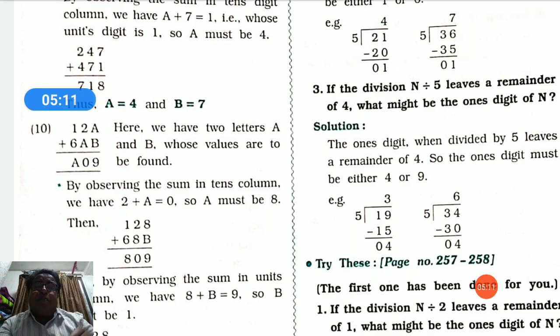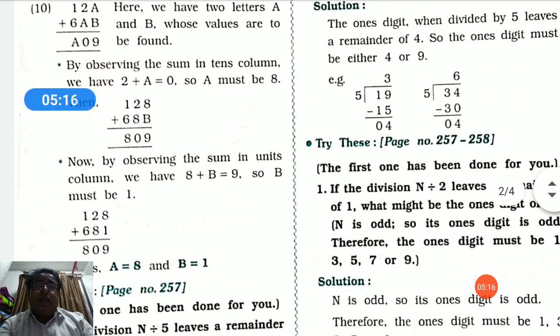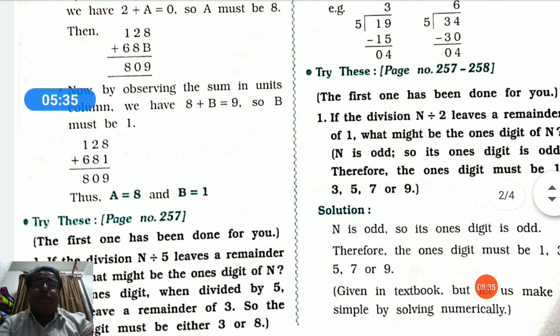Now, by observing the sum in unit digit, 8 plus B is equal to 9. So, B must be 1. So, our example becomes 128 plus 681 is equal to 809. The A becomes 8 and B is equal to 1.